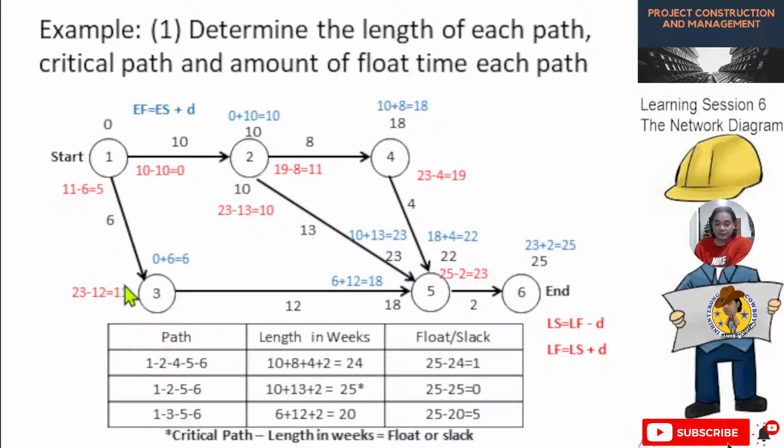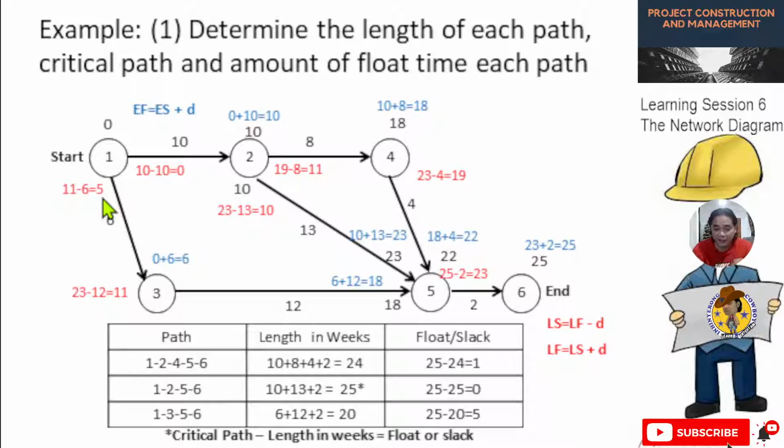So the LS for this one, the last start, is 11 days. For activity 3 to 1, the last finish for this one will become 11, then minus 6, the duration, so the last start for this path will be 5 days. Okay? So those are the computations on the ES and LS. I hope you follow, guys.